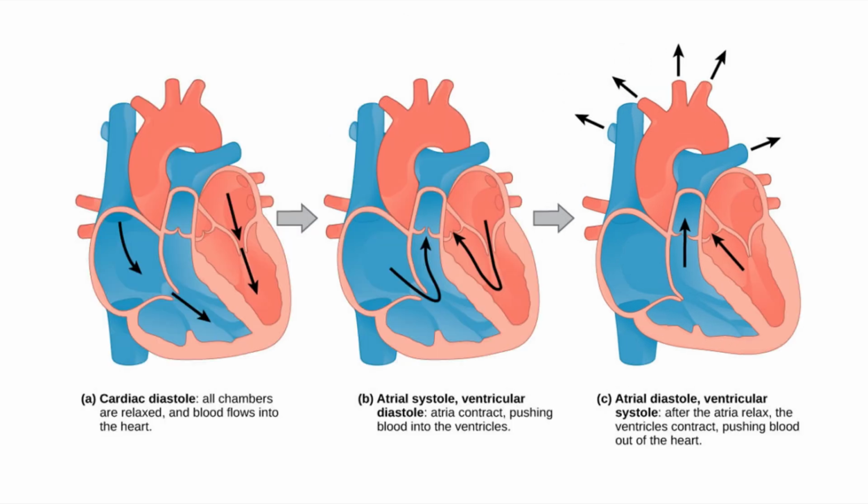So you've got diastole, atrial systole, and then ventricular systole. So those are the stages there, basically. You just need to memorize that.